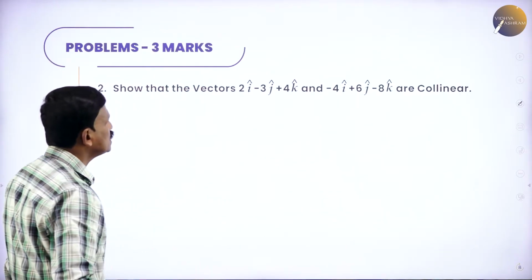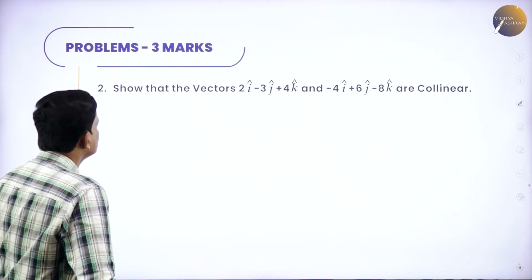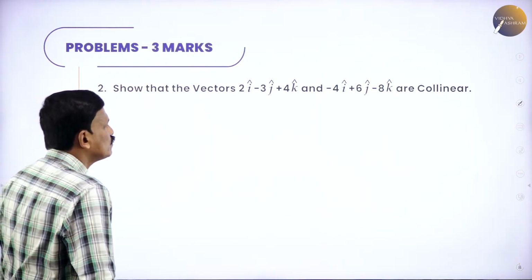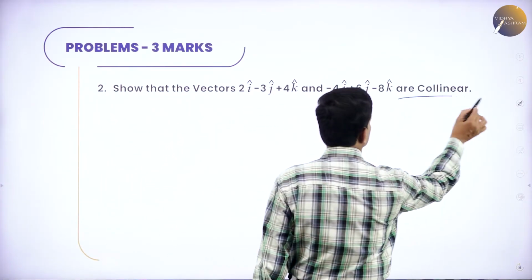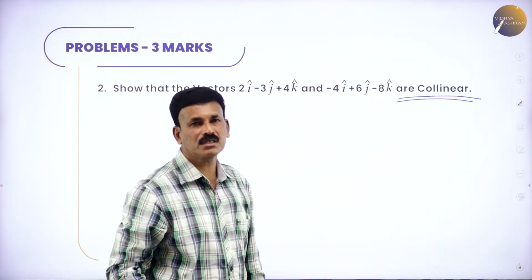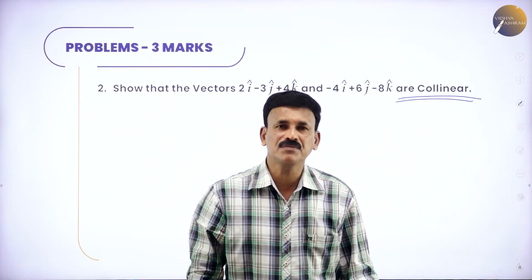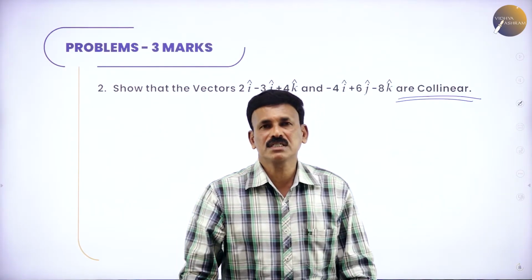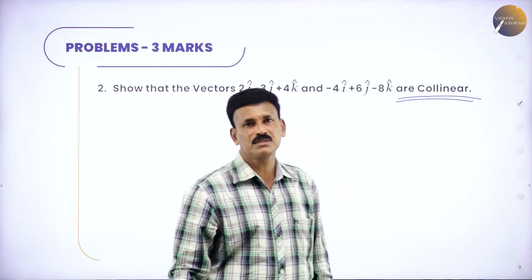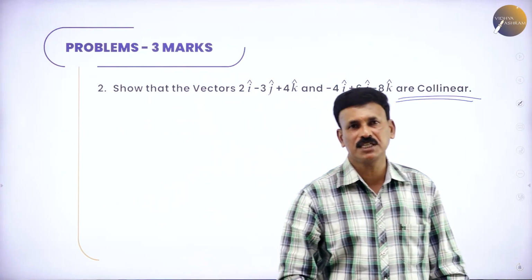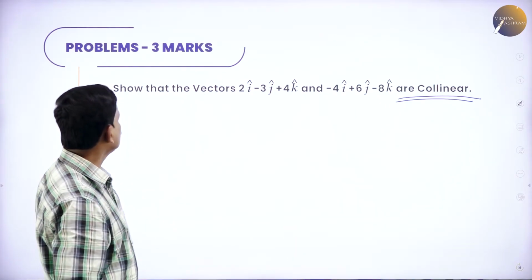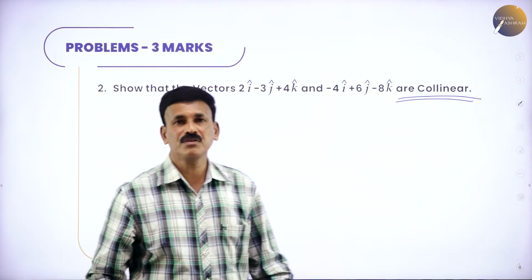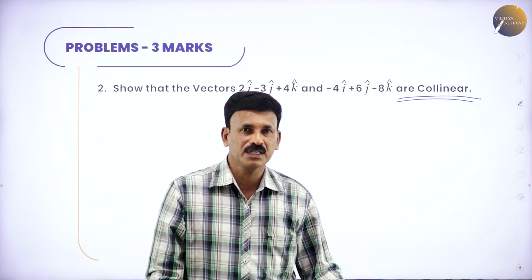Show that the two vectors 2i minus 3j plus 4k and minus 4i plus 6j minus 8k are collinear. What is to prove is that they are collinear. In the previous class, while explaining the definition, I said two vectors are collinear if and only if vector A is equal to lambda times vector B, or B is equal to lambda times vector A. This is a simple problem. If three vectors are given, then we verify vector AB plus vector BC is equal to vector AC in length.